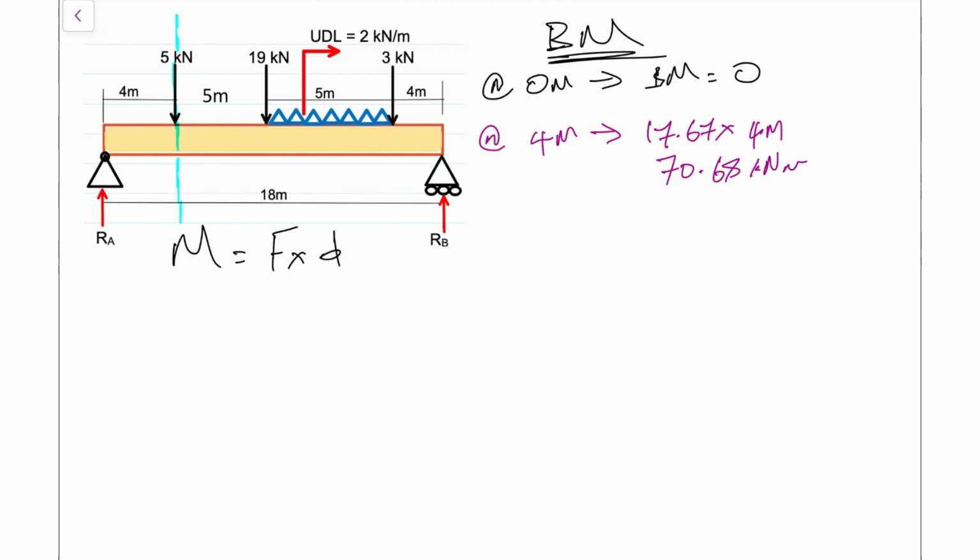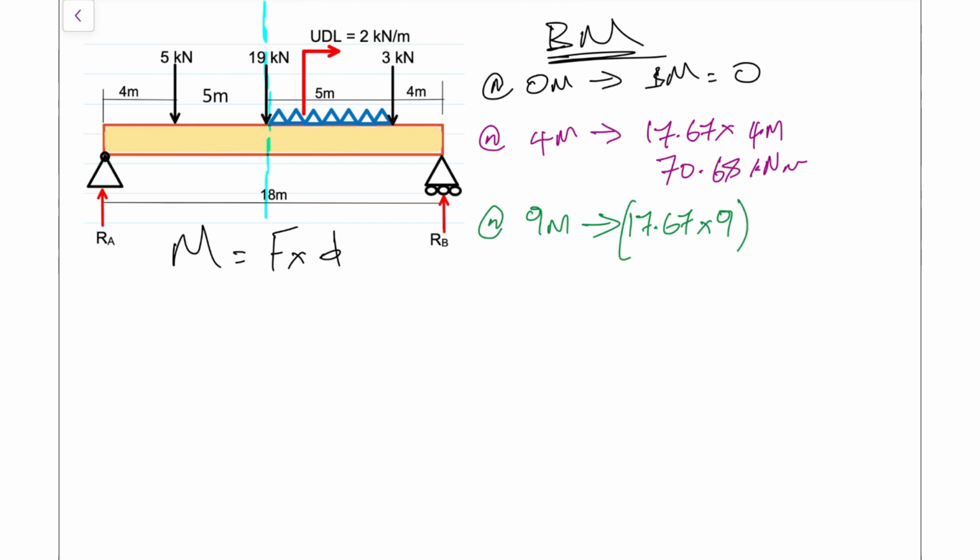So now the next point that we're going to move up to will be at 9 meters. So then at 9 meters, what do we have to the left of that blue line that I will draw in a second? So there is our blue line, and to the left of the blue line, we have the reaction force, and we also have that 5 kilonewtons force. So at that 9 meter mark, let's do some analysis. So that 17.67 is now going to be much further away. It's going to be now 9 meters away. So that's the first thing that you should take note of.